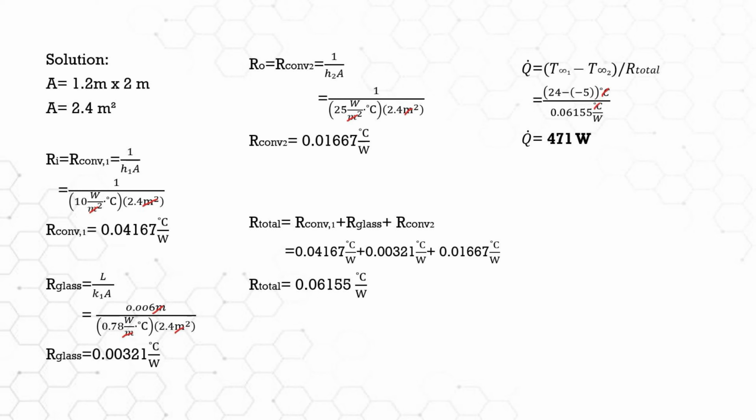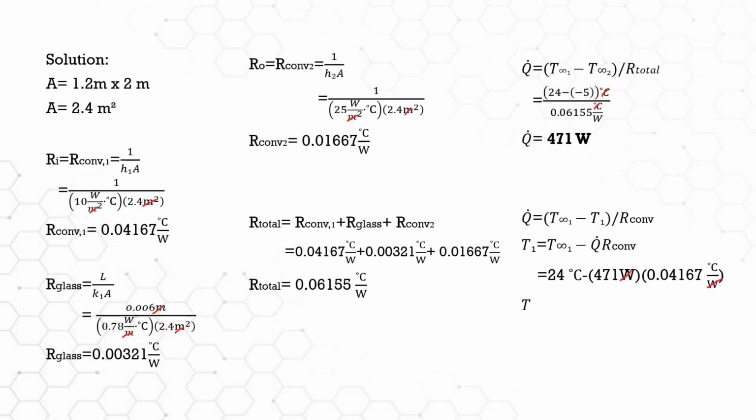The inner surface temperature of the window glass can be determined from inner surface temperature is equal to temperature of fluid at inner surface minus the rate of heat transfer multiplied to convection thermal resistance at inner surface. Plug in the values, we have 24 degrees Celsius minus 471 watts multiplied to 0.04167 degrees Celsius per watts. Then cross out the same units, we have 4.4 degrees Celsius as our inner surface temperature.